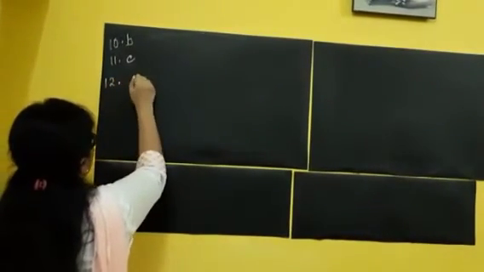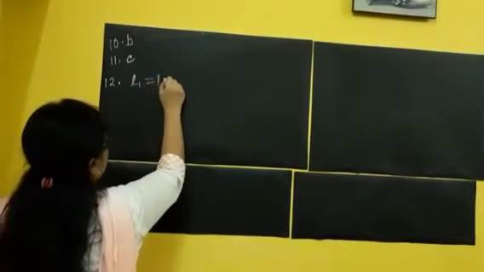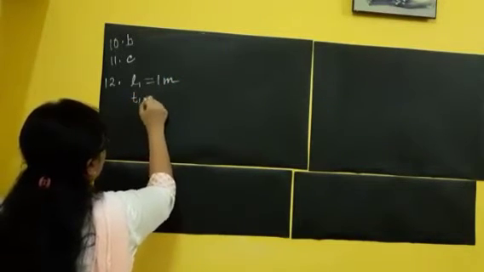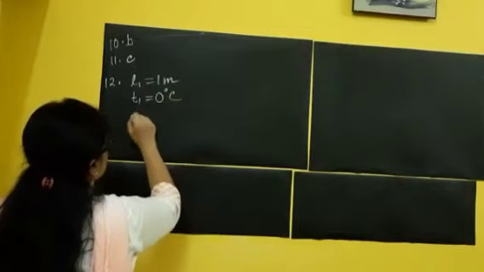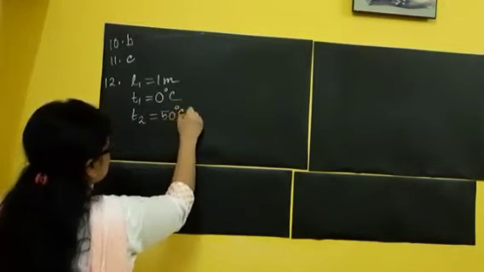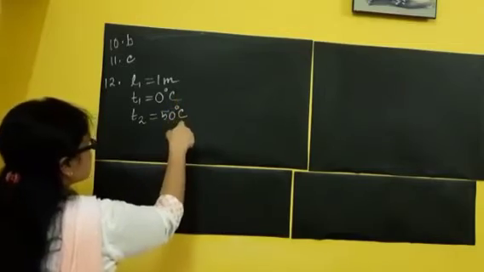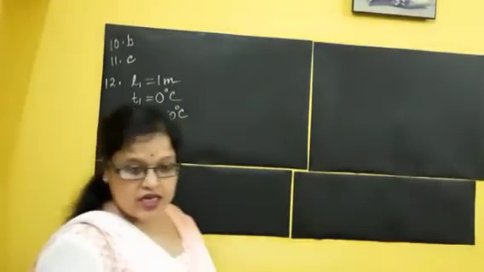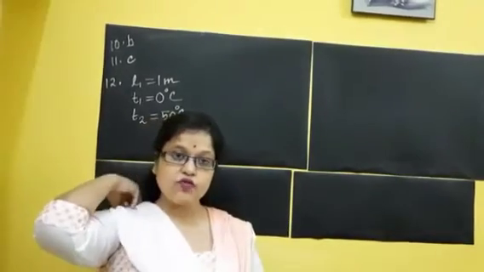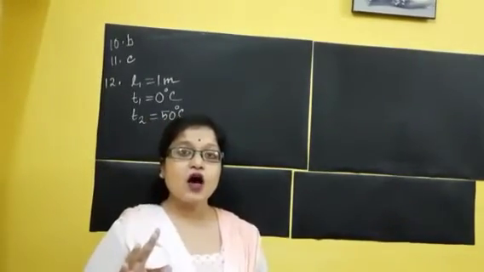That is L1 is equal to 1 meter. Clear? Now T1 equal to what? 0 degree Celsius. T2 equal to what? 50 degree Celsius. T1 is 0 degree Celsius. T2 is 50 degree Celsius. Clear? Now what I have to do is find out L2.